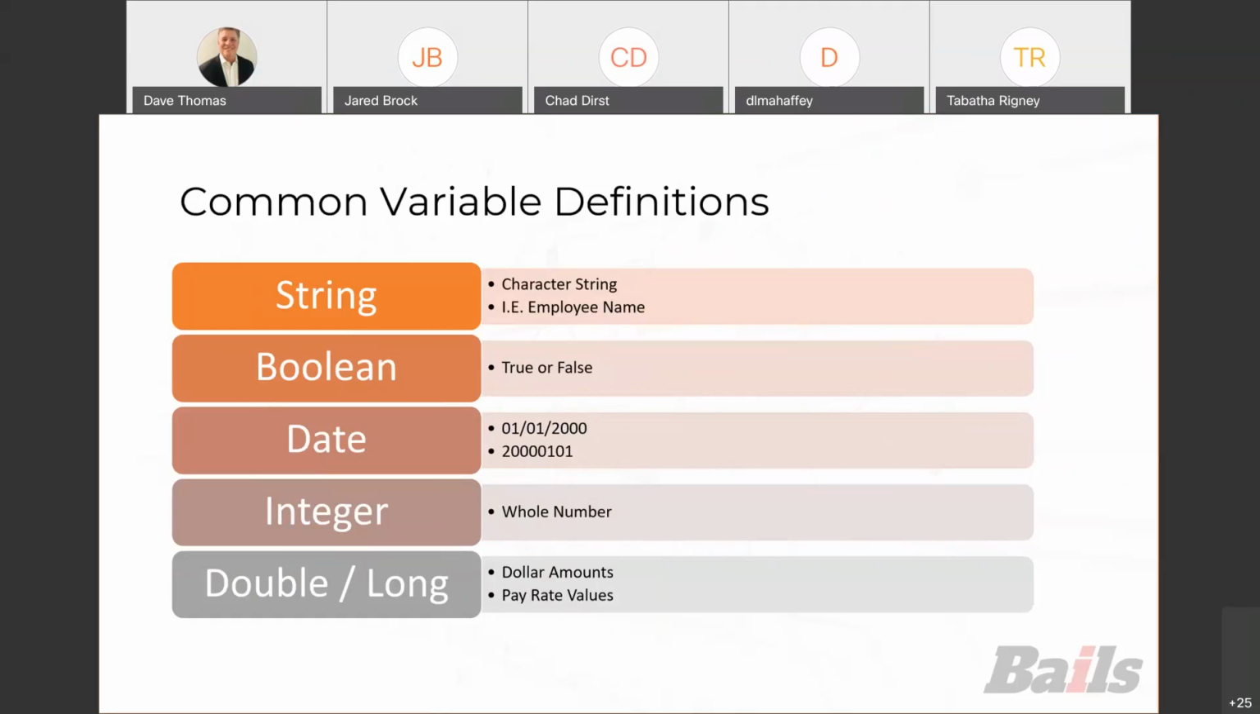Boolean is pretty simple. It's true or false. So we use that to just capture a really simple kind of binary response to something, true or false.